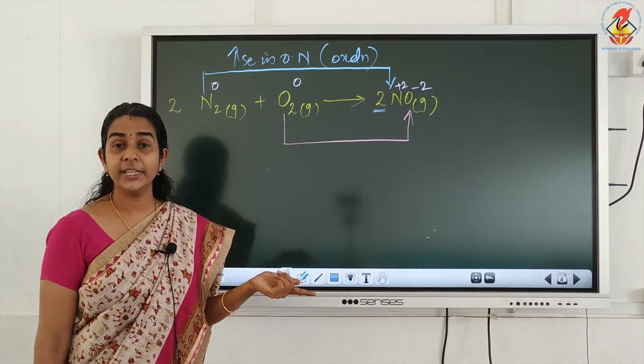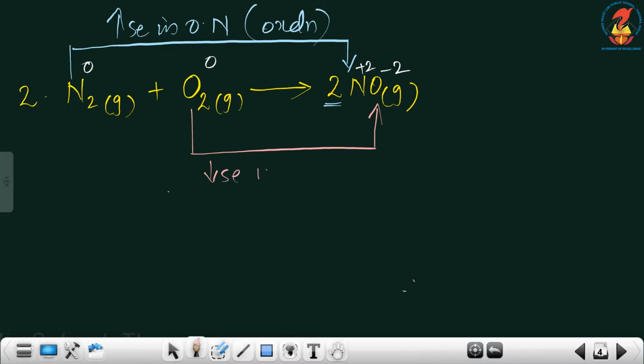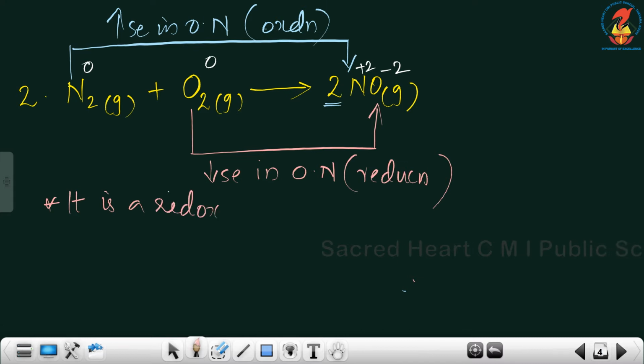0 to -2 means there is a decrease in oxidation number. So we can write decrease in oxidation number is representing reduction. So here oxygen is undergoing reduction and N2 is undergoing oxidation. So we can say that it is a redox reaction. Why is it a redox reaction?